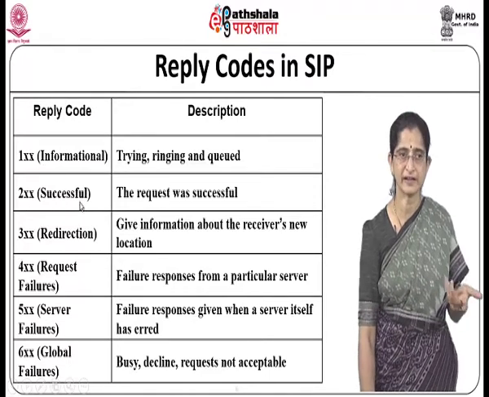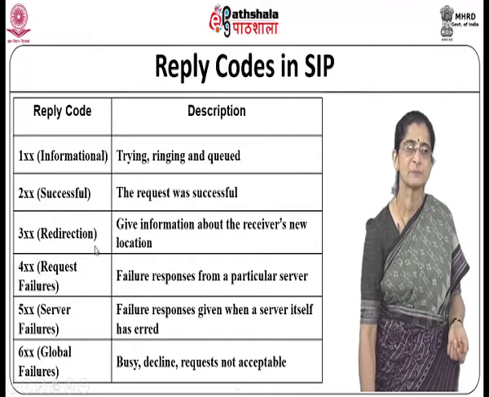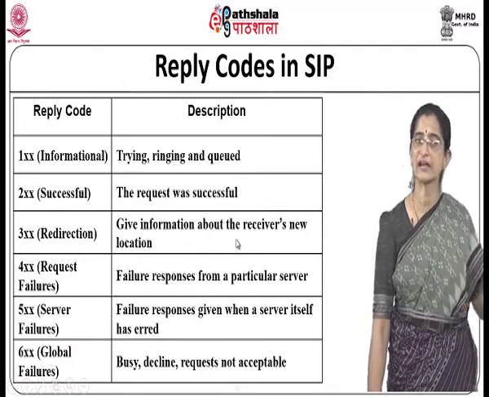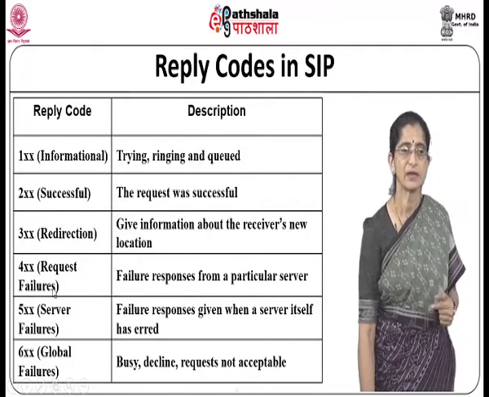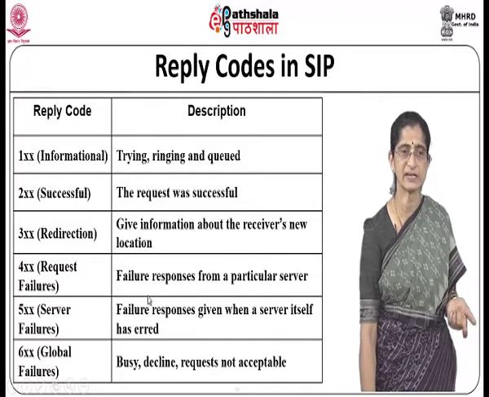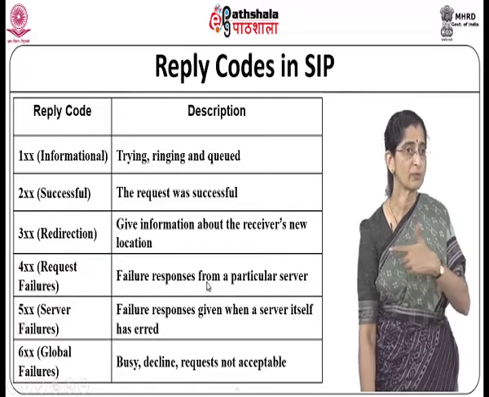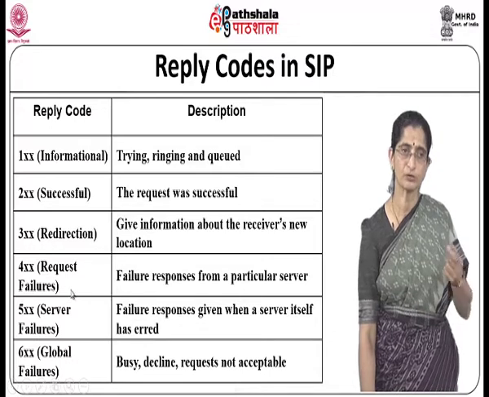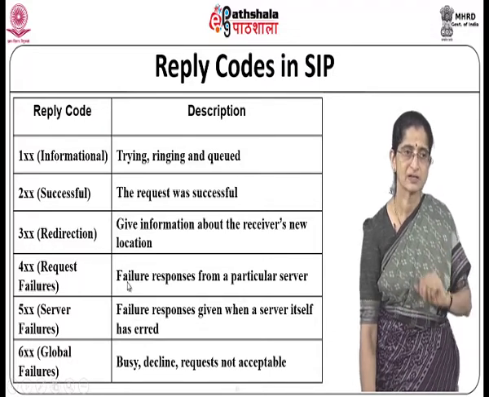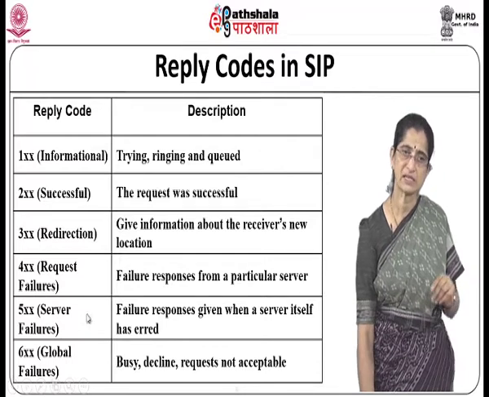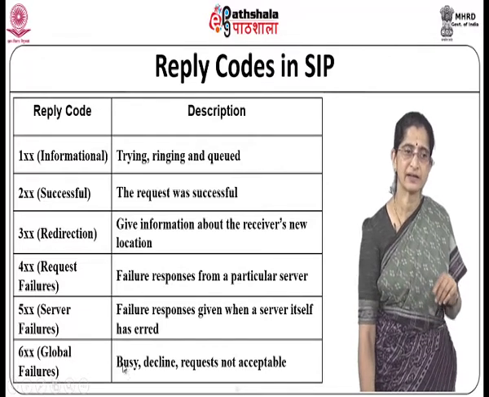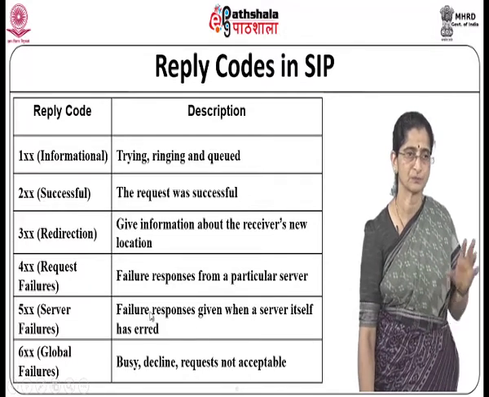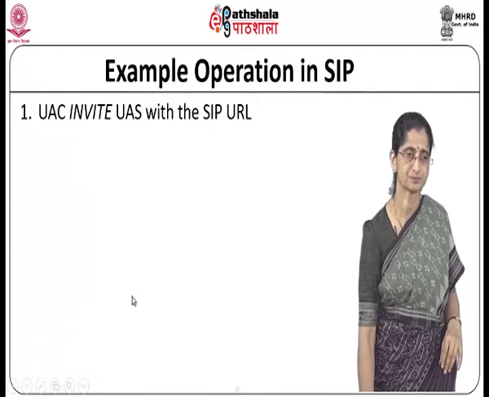2XX, for instance 200, indicates that the request was successful. 3XX indicates redirection, that is, you are giving information about the receiver's new location, redirecting the call to some other location. 4XX indicates a request failure, a failure response from a particular server. Remember in HTTP we have 404, page not found. Similarly, 4 followed by two other numbers will give you some failure information. 5XX indicates server failures, and 6XX indicates global failures, so busy, decline, or request not acceptable kinds of messages are specified here. These are the different reply codes that we have.